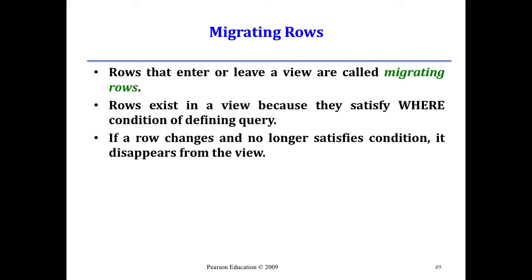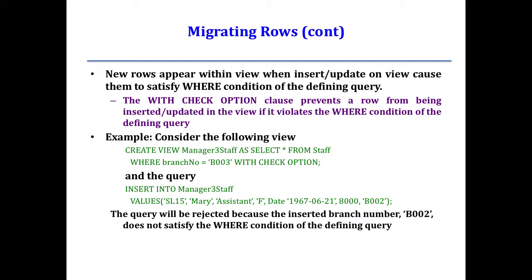I'm not going to worry a lot about migrating rows. So as base relations are updated, rows appear or disappear from views, and those are called migrating rows. The big thing with migrating rows is actually when you're doing an insert into a view and it violates the defining query. Okay, if you specify the with check option, that won't be allowed.